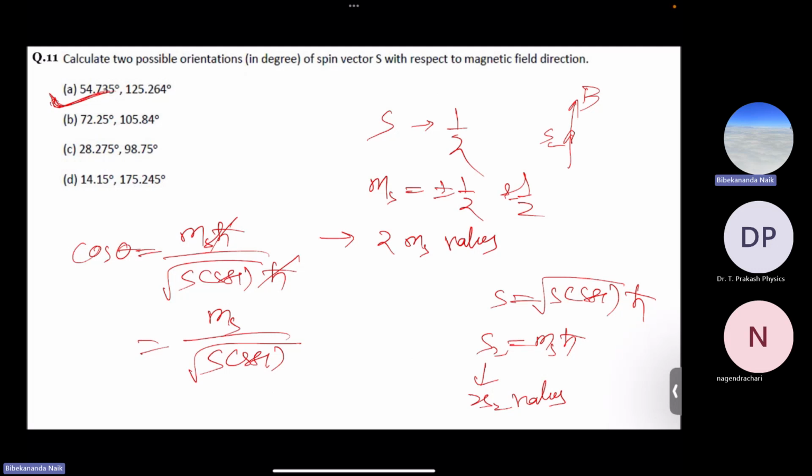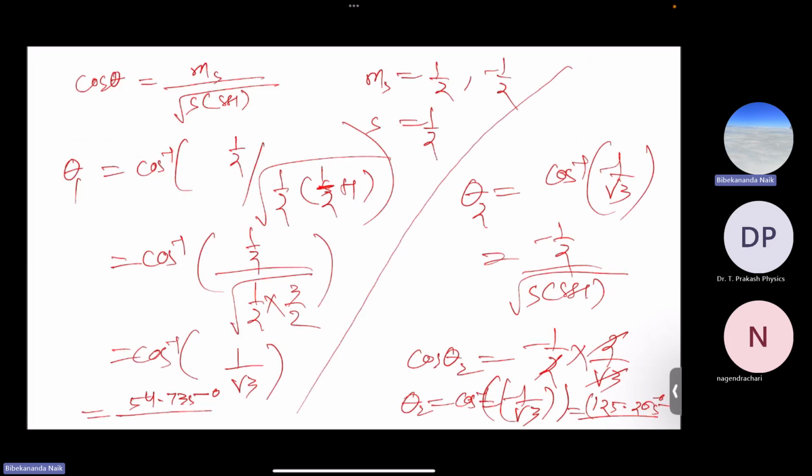So there are two different orientations. One is like this, which is 54.735, and the other is 125.264. So these are the two values. Is this clear to everyone?